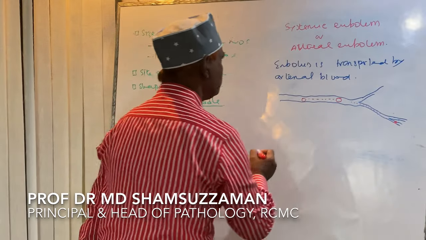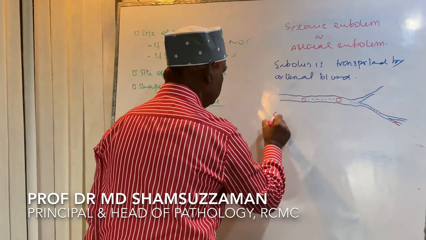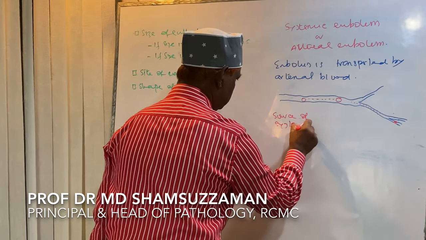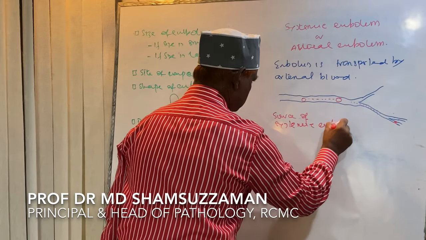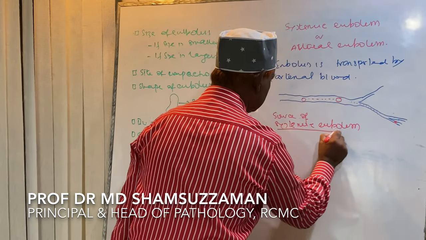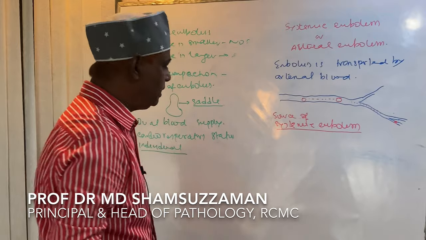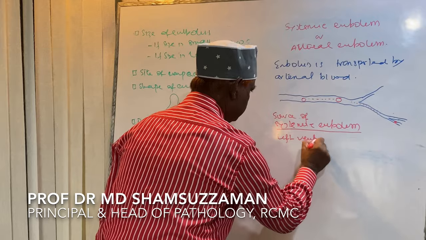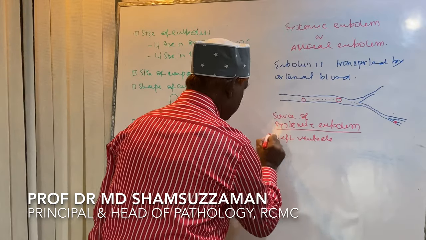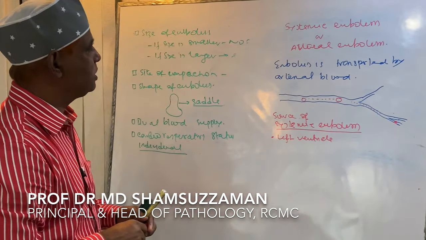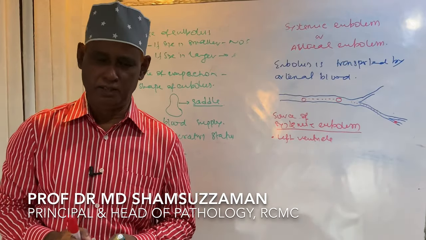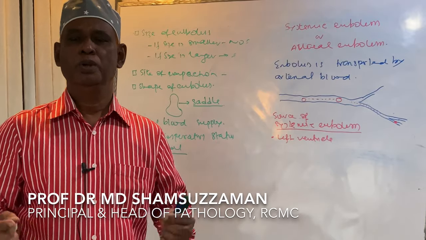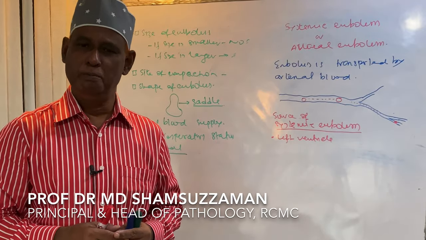Now come to the source of arterial or systemic embolism. Source of arterial or systemic embolism is left ventricle. Dear audience, you know, if anybody suffers from myocardial infarction, there is formation of mural thrombus within the left ventricle.